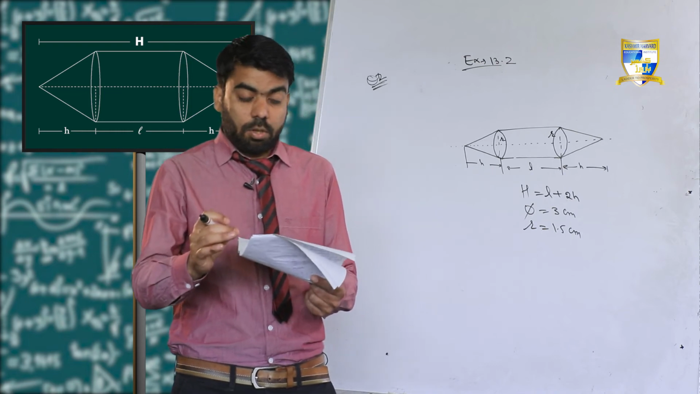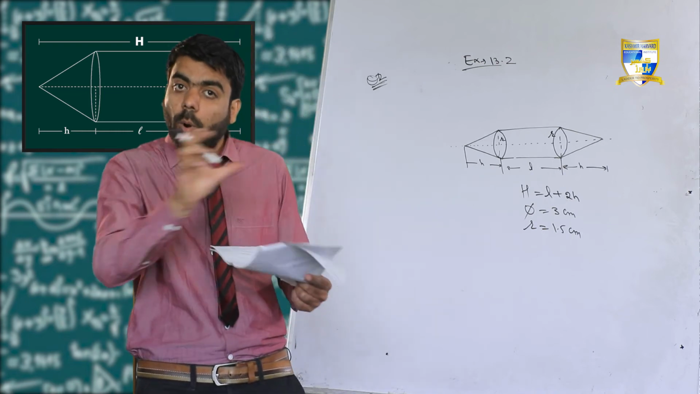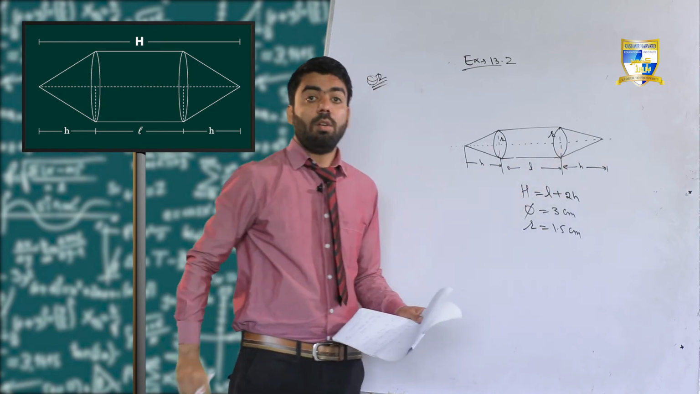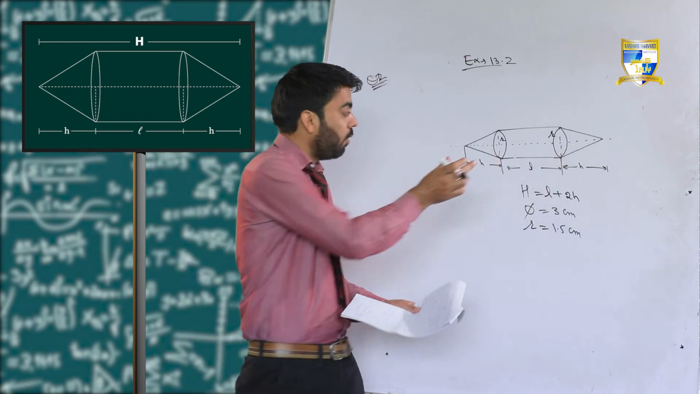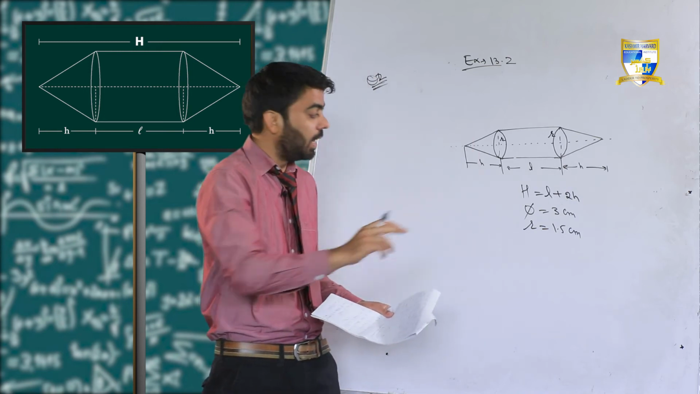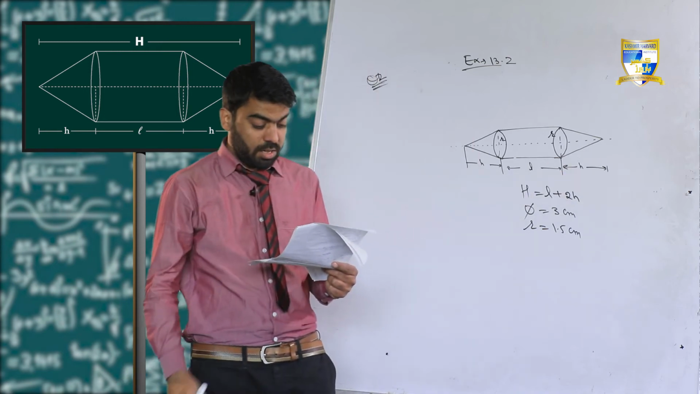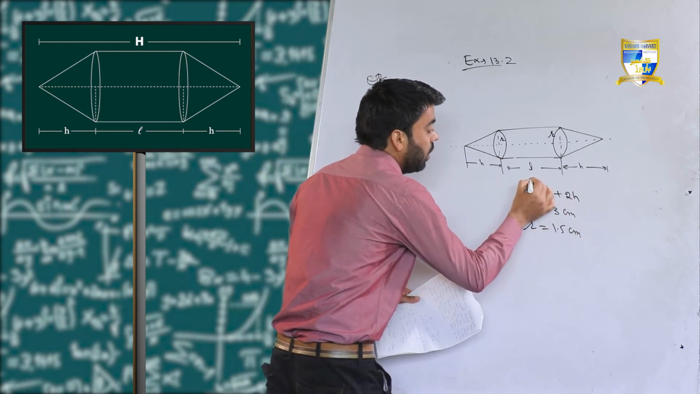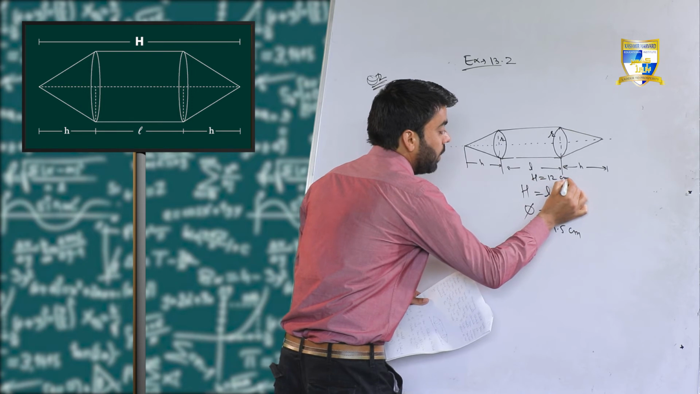And its length, whose length? The length of the model, that's a capital H, length of the model. Not the length of the cylinder, not the length of the conical part, but the length of the model. That's 12 centimeter. So we can say H, capital H, is equal to 12 centimeter.